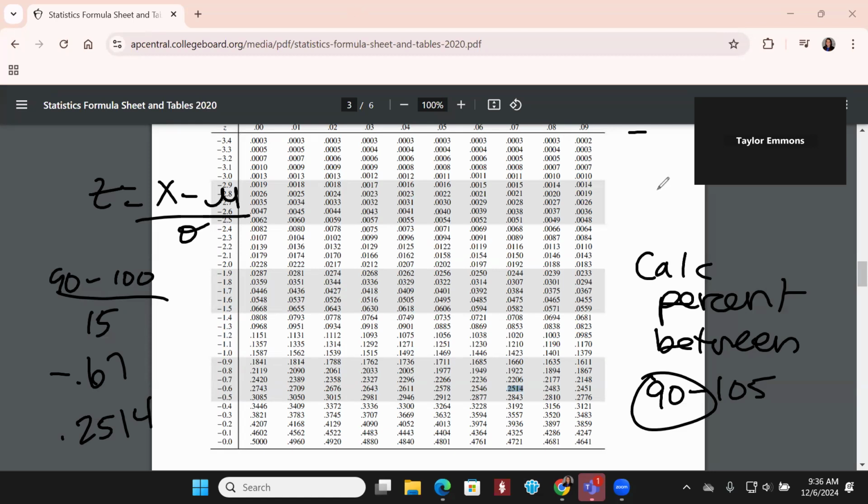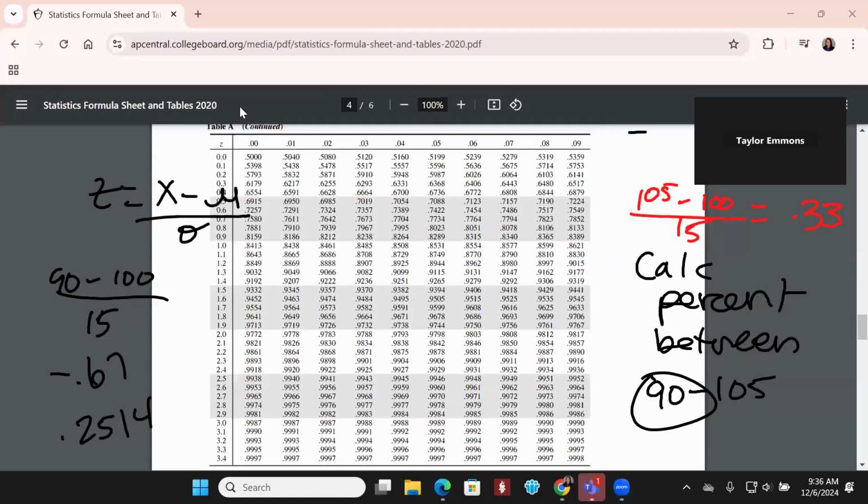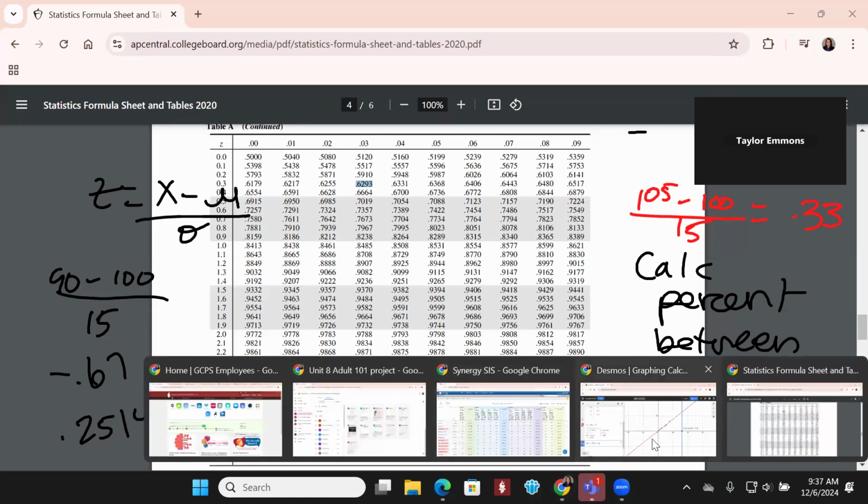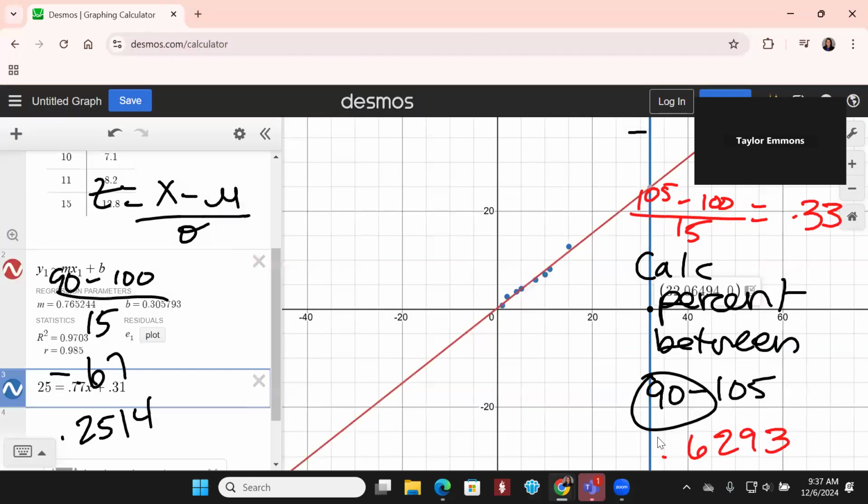Now we're going to do the exact same thing for 105. So 105 minus 100 divided by 15 gives me 0.33. So I'm going to go back into my positive table, 0.33, go over to 0.03, and it's 0.6293. Yes, I'll give you this table. They gave it to us in our problem.